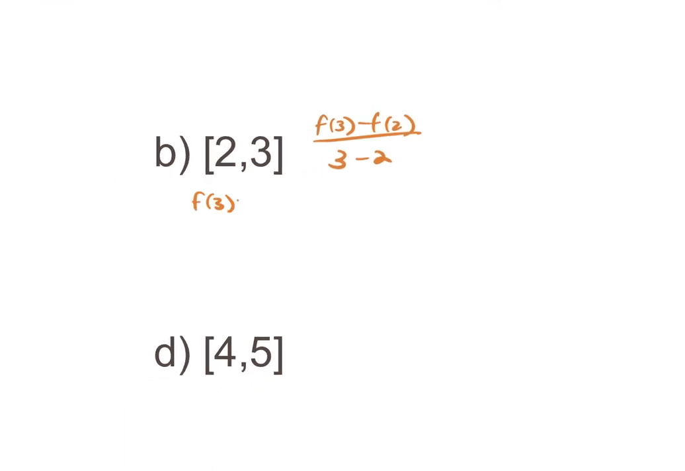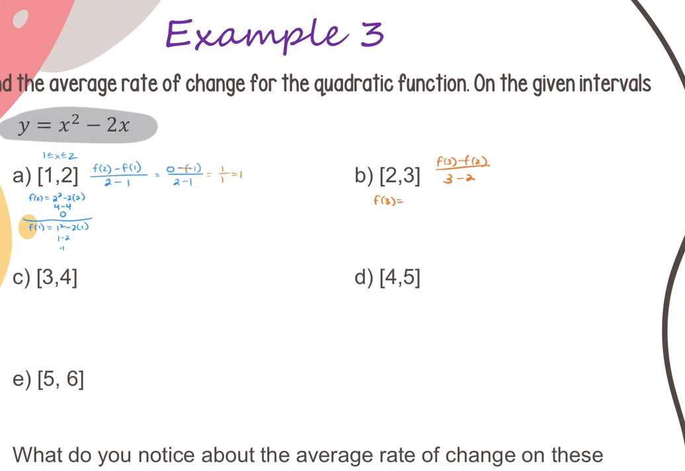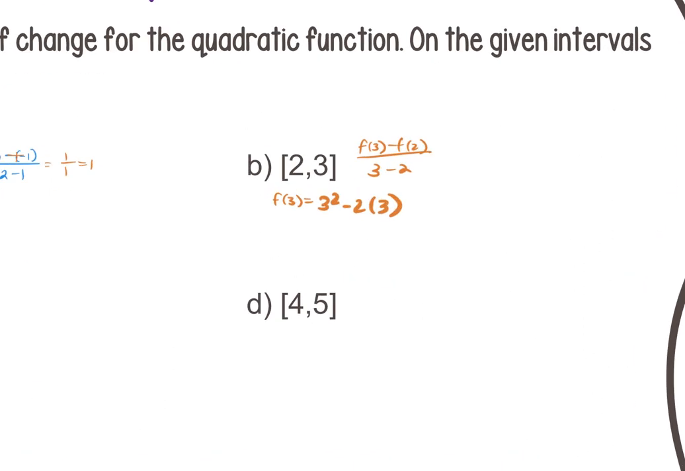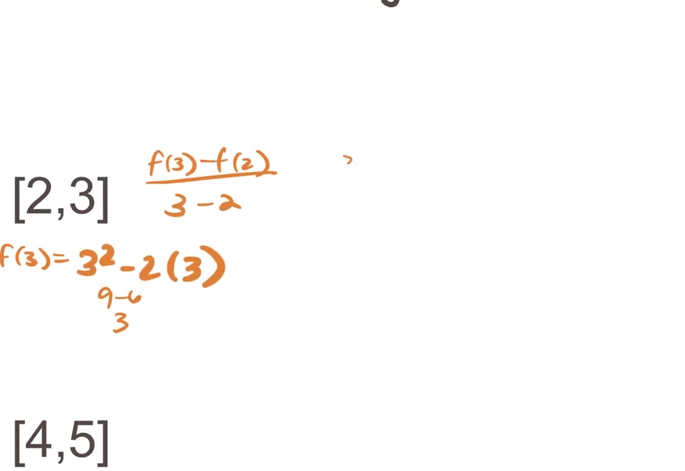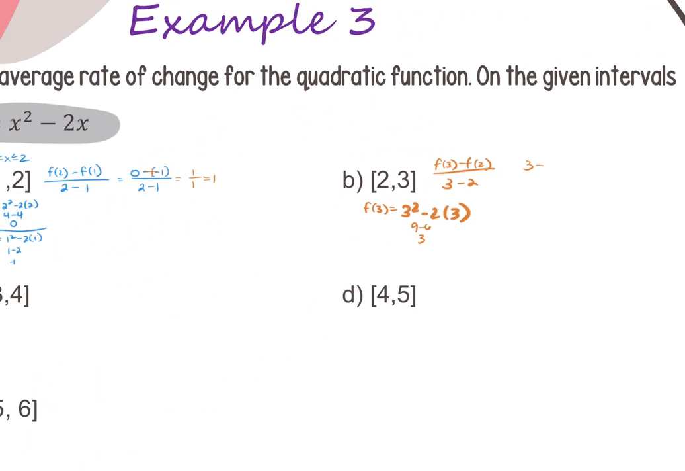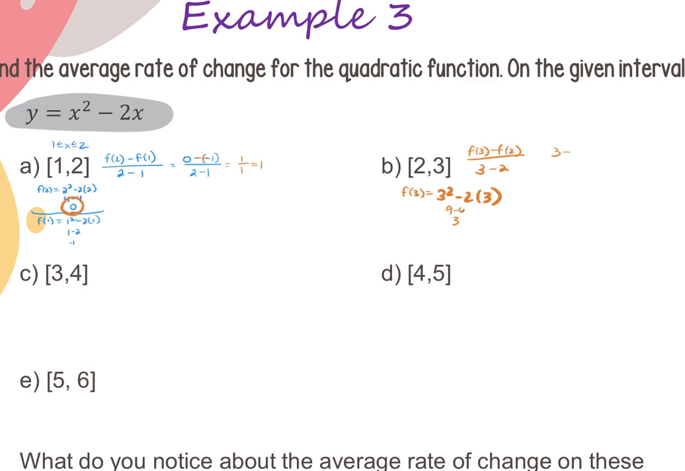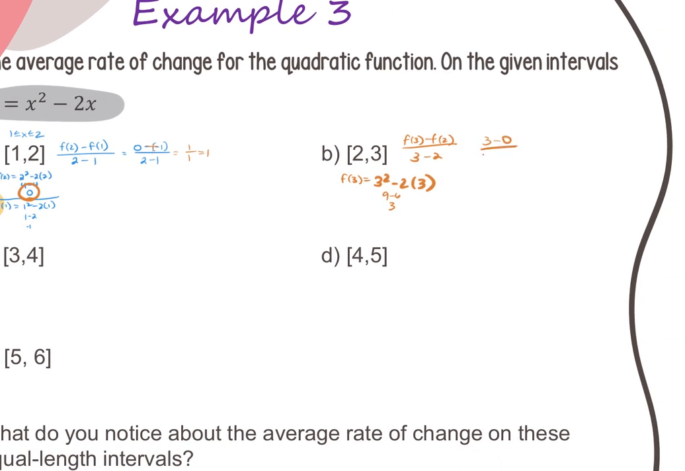f of 3 would be 3 squared minus 2 times 3, 9 minus 6, which is 3. Now we already know f of 2. We did it over here, so we don't have to do it again. That's 0. Over 3 minus 2, and I get 3 over 1, which is 3.